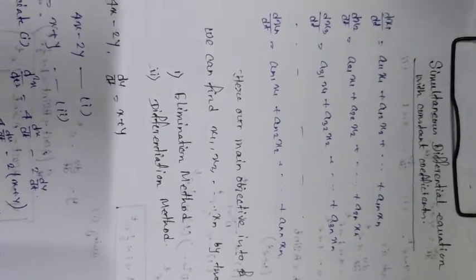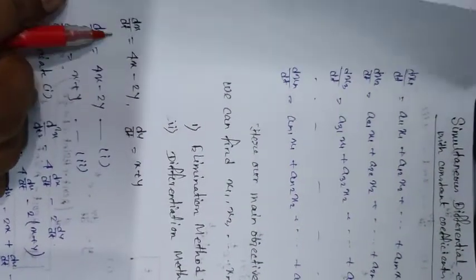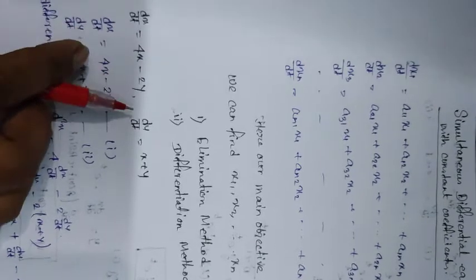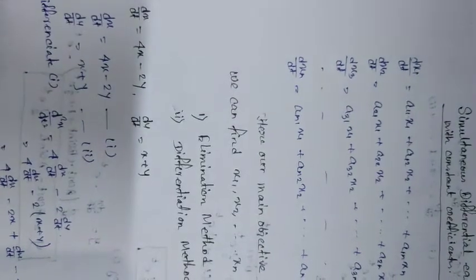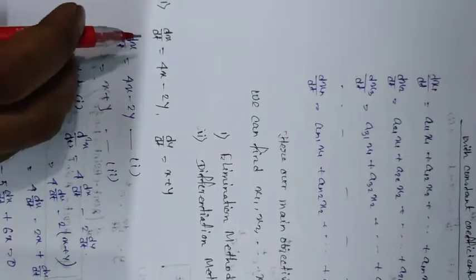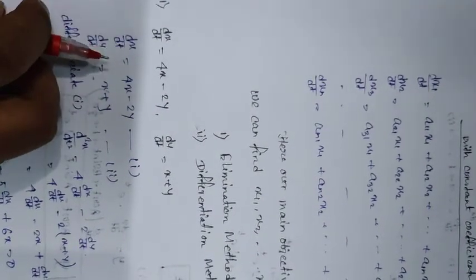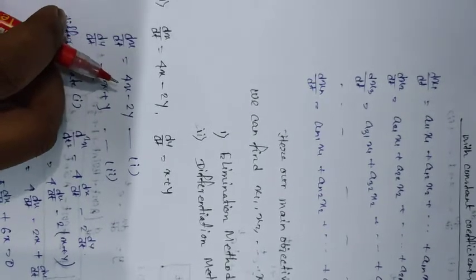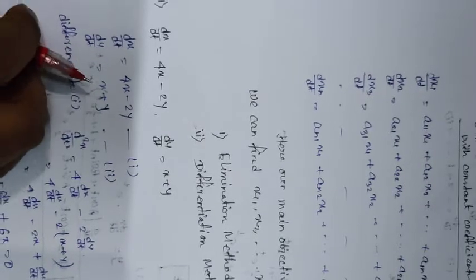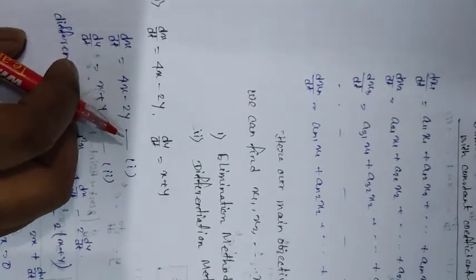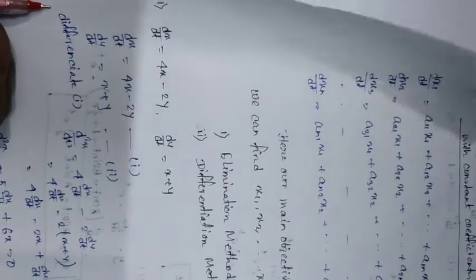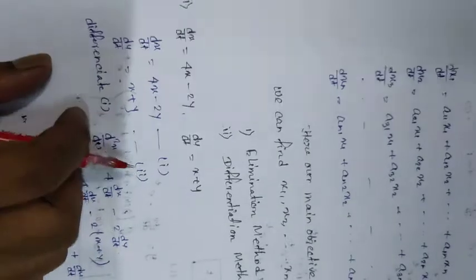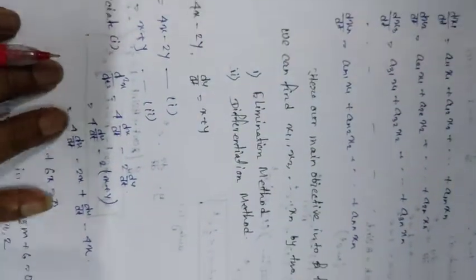by the differentiation method. See here, we consider two equations, dx/dt is equal to 4x minus 2y and dy/dt is equal to x plus y. To find the values of x and y, we write dx/dt is equal to 4x minus 2y and dy/dt is equal to x plus y, and name them 1 and 2. Now I will differentiate 1. If we differentiate 1, what do we get? d2x/dt2 is equal to 4 dx/dt minus 2 dy/dt.